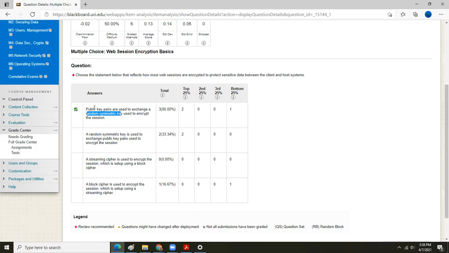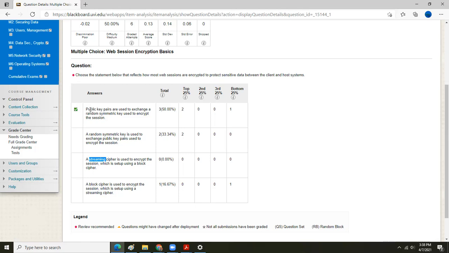I'm wondering if that should say private. Anyway, the rest of these answers are just bogus answers. Streaming cipher and block cipher have nothing to do with this. So these two answers by themselves, that's a totally different concept. Symmetric encryption ciphers are either block ciphers or streaming ciphers. That has nothing to do with asymmetric encryption.